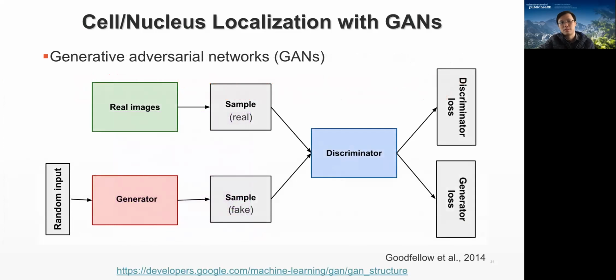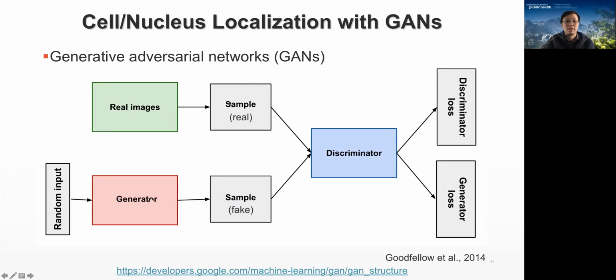The idea is based on GANs, or generative adversarial networks. This idea is very interesting. The GAN framework has two components: a generator and a discriminator. The generator takes random noise as input, and then generates fake images from the random noise. On the other hand, you also have the real data, the real images, but you don't have the labels.